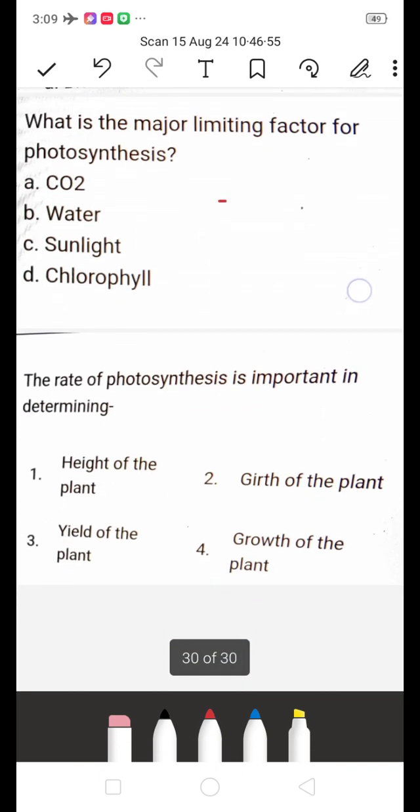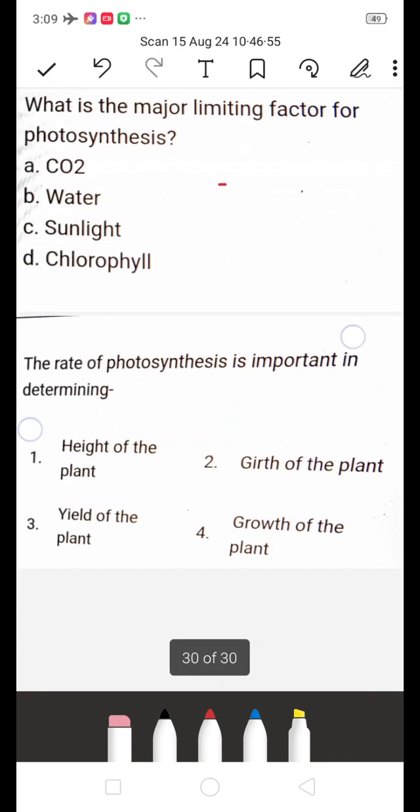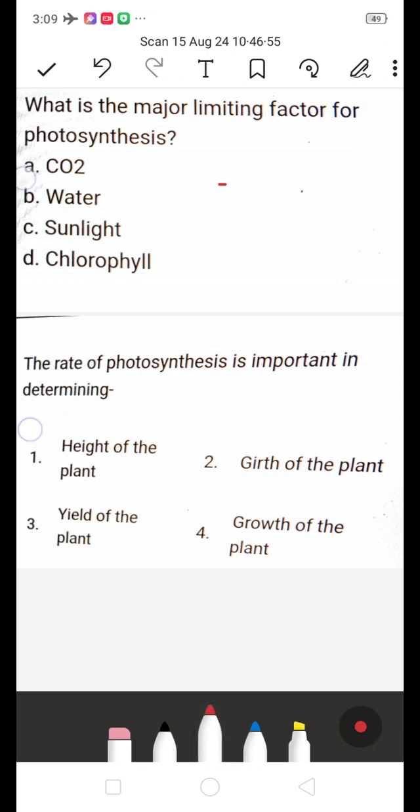Next, what is the major limiting factor for photosynthesis? Carbon dioxide, water, sunlight, or chlorophyll? Carbon dioxide is the major one. If the concentration of carbon dioxide is low, then photosynthesis cannot occur. So A is the right option.